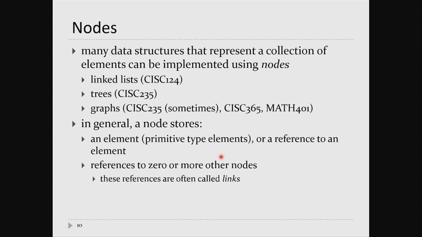Instead, I'm going to use something called a node. A lot of data structures that represent a collection of elements can be implemented using nodes. Now notice the "can be". It doesn't mean they always are. It just means you can implement them using nodes. A linked list is something that I'm going to show you how to do in a couple of weeks, probably in the last week or two of the course. So we're going to do that in this course.